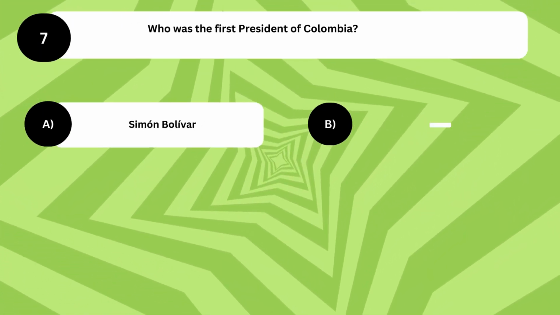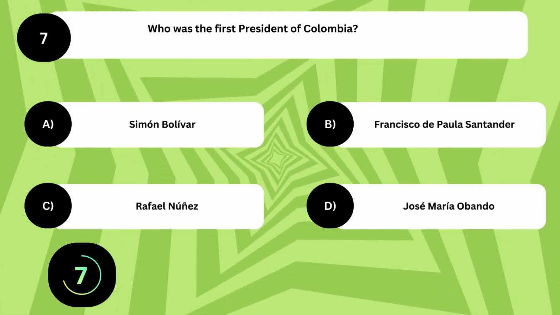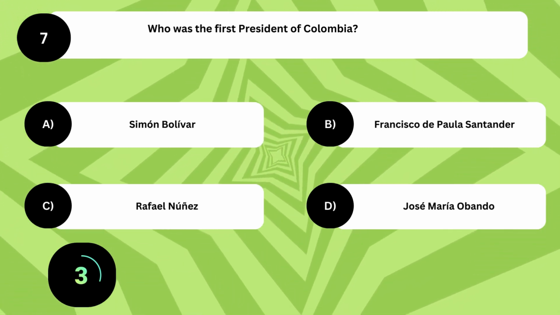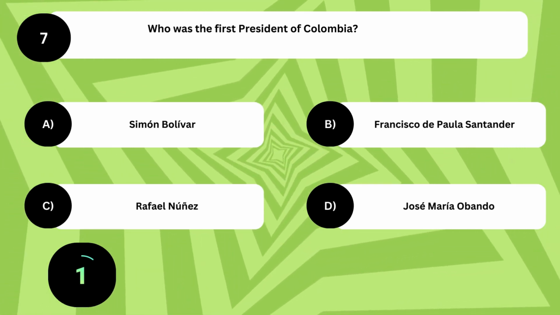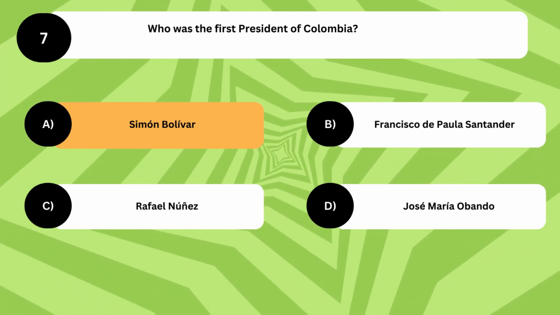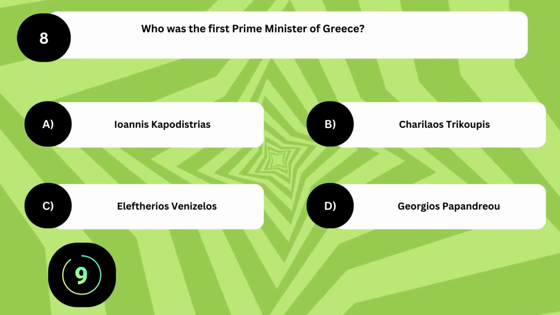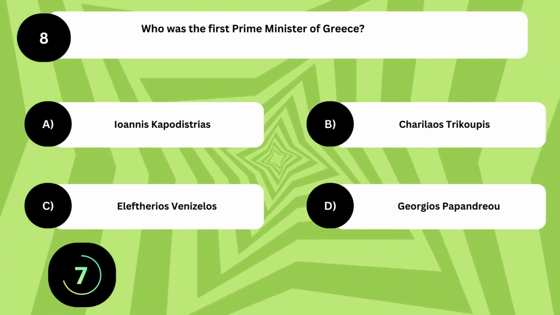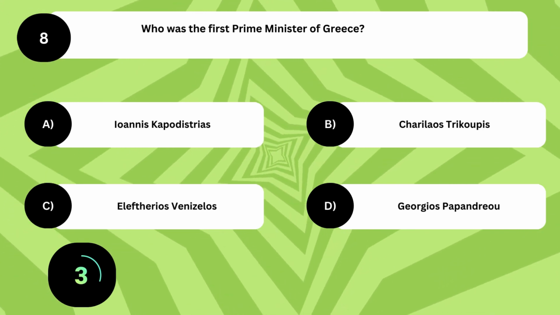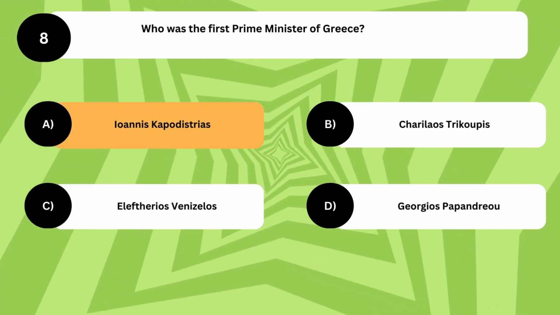Who was the first President of Colombia? The answer is Simon Bolivar. Who was the first Prime Minister of Greece? The answer is Ioannis Kapodistrias.